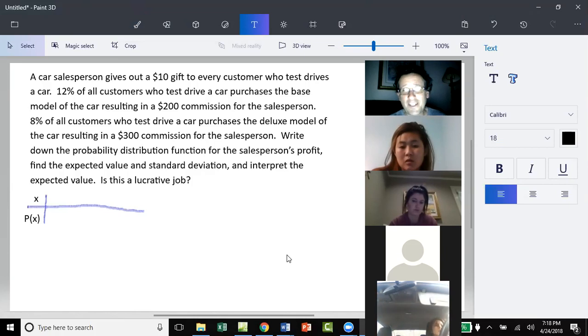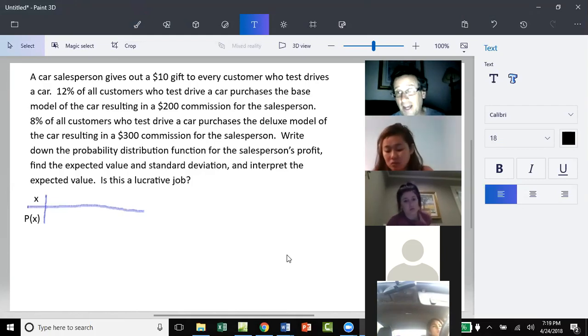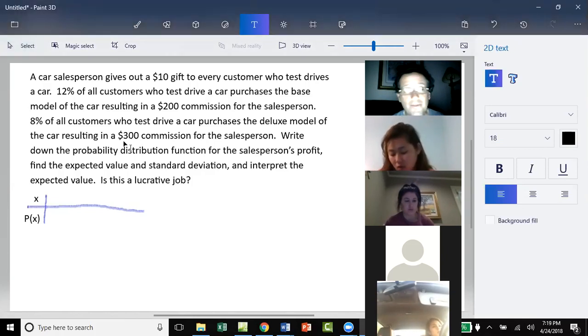No. Think about it. What's the first thing the car salesperson is doing? The $10 gift card. So what's the profit for the salesperson? 190. So all of you business majors, profit is revenue minus cost. Do you remember that? So the revenue was your 200, the cost was $10. So for my first value of X, I'm going to put in 190.